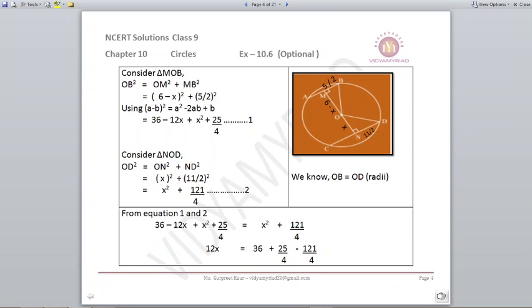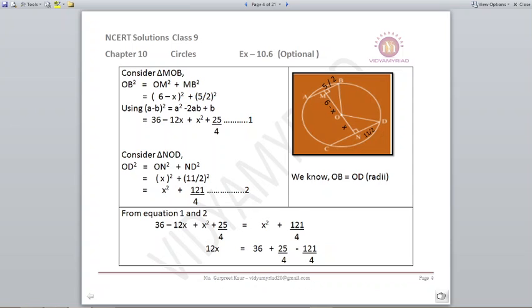Now in triangle OBM, we have some information. Total MN is 6. So I have taken ON as x, so MO will be 6 minus x. So in triangle OMB, using Pythagoras theorem, we can say that OB square is equal to OM square plus MB square. Put the values: 6 minus x the whole square plus 5 upon 2 the whole square. So you will get OB square as 36 minus 12x plus x square plus 25 upon 4. Let it be equation number 1.